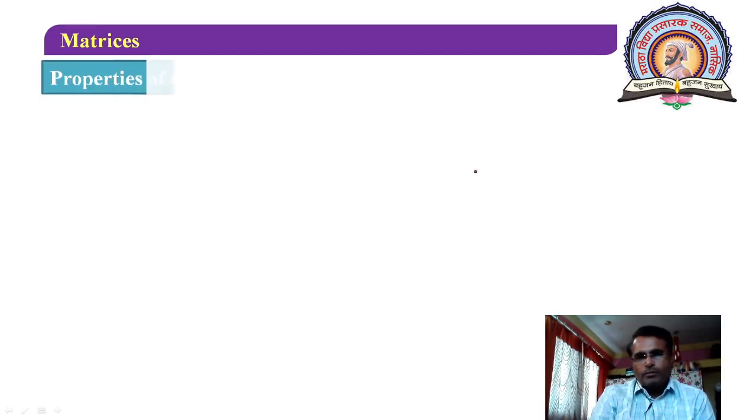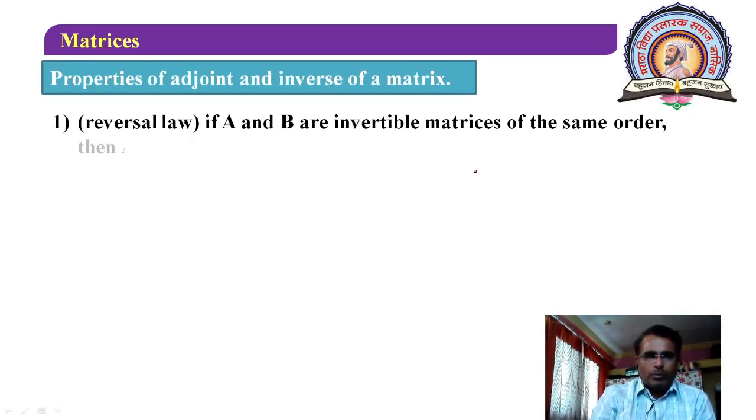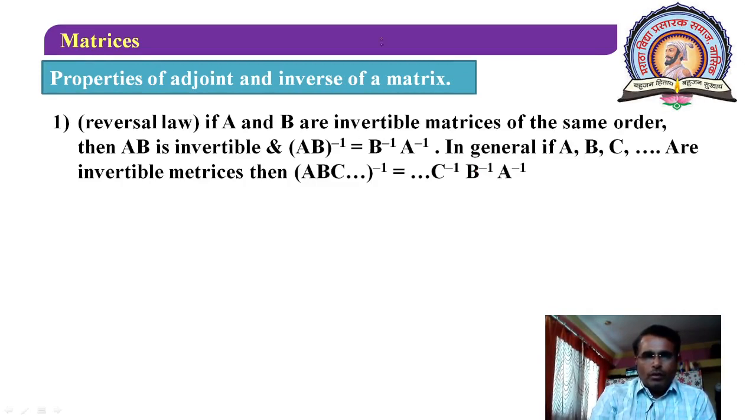Okay. Then properties of adjoint and inverse of a matrix. First property, reversal law. If A and B are invertible matrices of same order, then AB is invertible and AB inverse is always equal to B inverse A inverse. That is, inverse of product is equal to product of inverses, but in reverse order. You will observe here AB is in proper order and B inverse A inverse is in reversed order. That's why it is called reversal law.